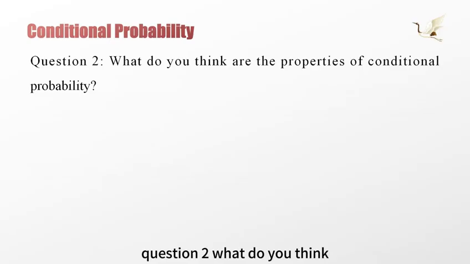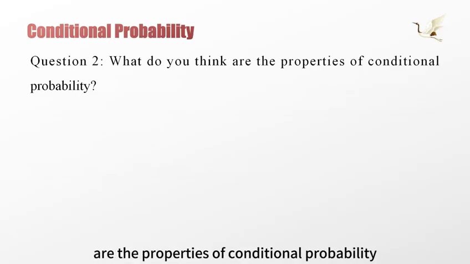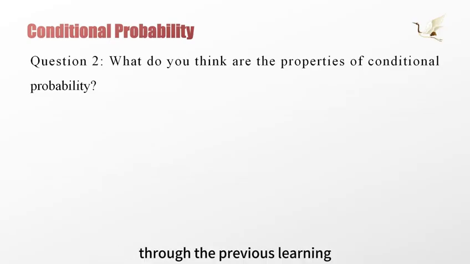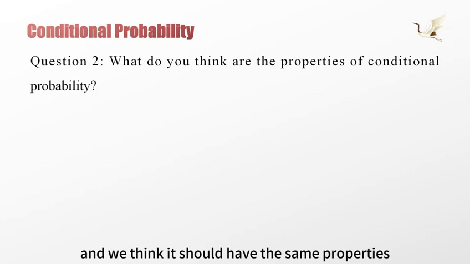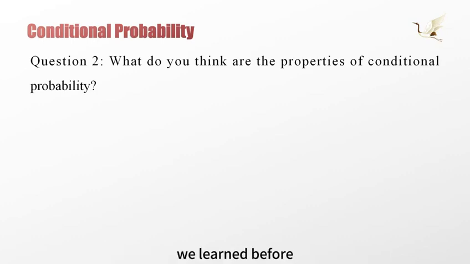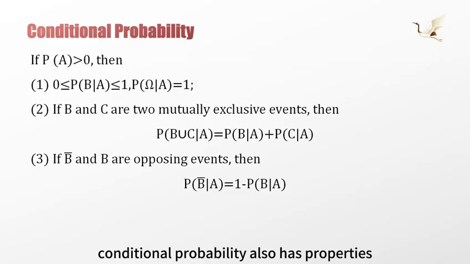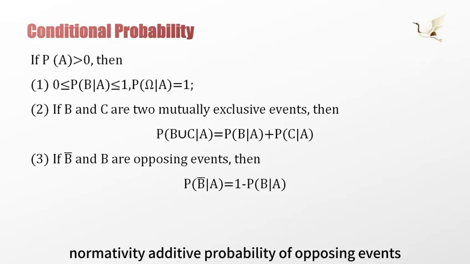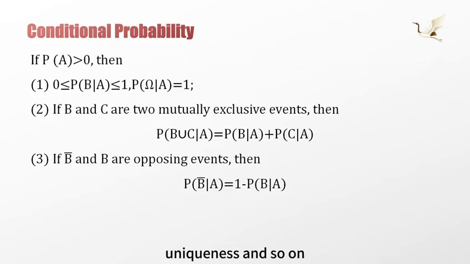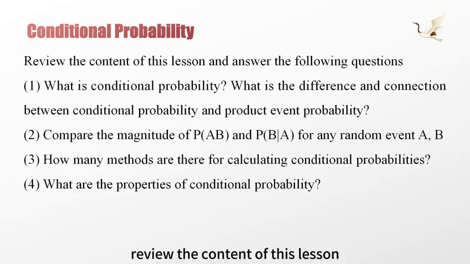Question 2. What do you think are the properties of conditional probability? Through the previous learning, we understand that conditional probability only reduces the sample space, and we think it should have the same properties as the probability we learned before. Conditional probability also has properties similar to probability, such as non-negativity, normativity, additivity, probability of opposite events, and so on. Review the content of this lesson and answer the following questions.